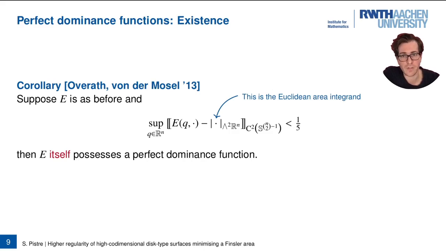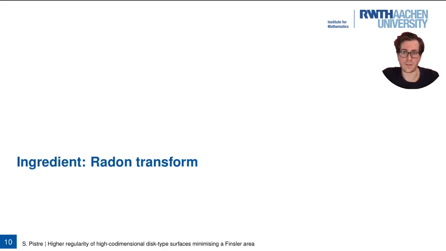And let me mention here already, if you recall the main theorem that I showed you a few slides back, there was a C2 comparability of the Finsler norms and the Euclidean and the Riemannian norm, whereas here this is a C2 comparability of the area integrands, right? So in our case, this would be the Busemann-Hausdorff area, and this would be the classical area. Keep that in mind.